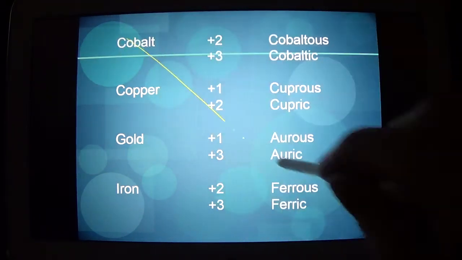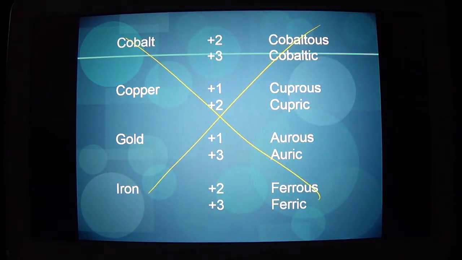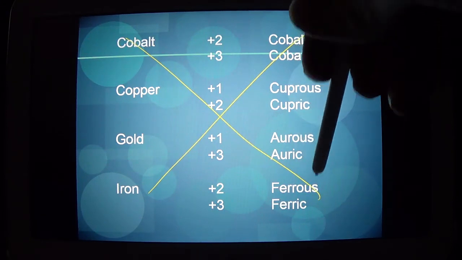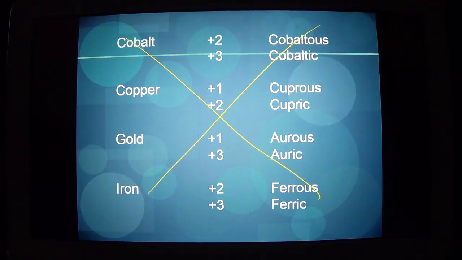You do not need to know the classic system. It is on its way out. It is not being used as often as it used to be. I expect in the future it not to be used at all. However, I wanted to just show you it in case you ever run across it, because every once in a while I actually do see a label that would say something like cobaltus instead of cobalt 2.